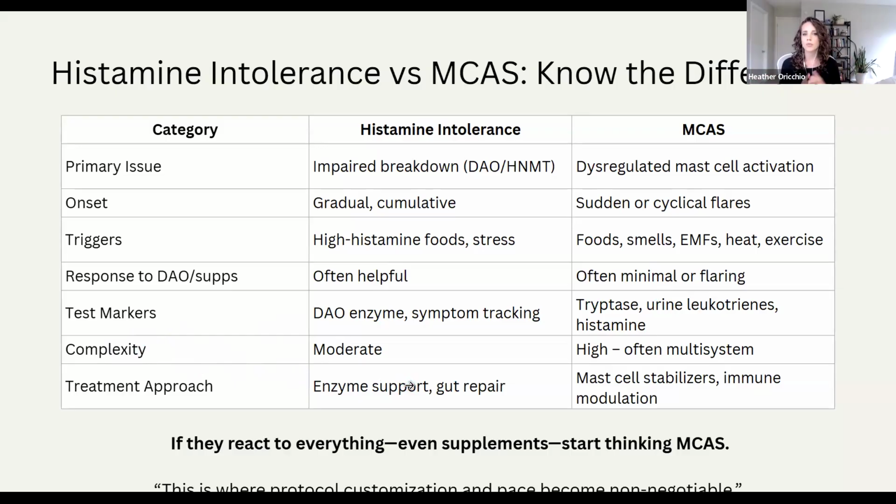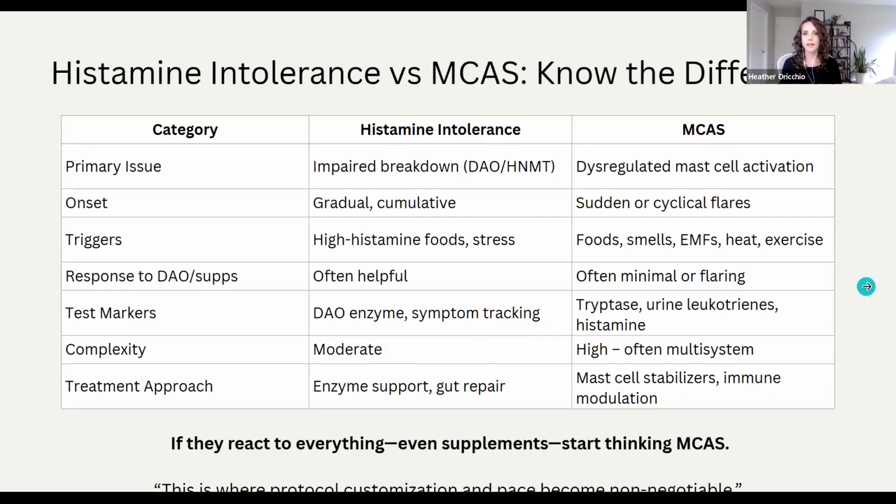And then the treatment approach, we're going to replenish those gut enzymes. We're going to work on leaky gut, which you need to do with mast cell, but there is a whole lot of other work that needs to be done, mast cell stabilizers, immune modulation. And if we are really, just kind of, again, the main points, with somebody with mast cell activation, they're going to react to everything, especially supplements. Sometimes in severe cases, it can even be like sunlight, smells, that type of thing. So again, mast cell activation, they're reacting to everything.